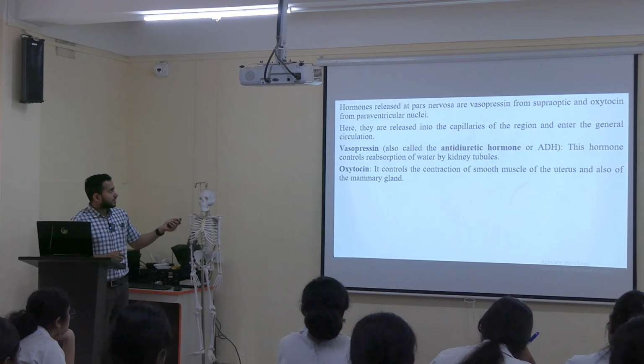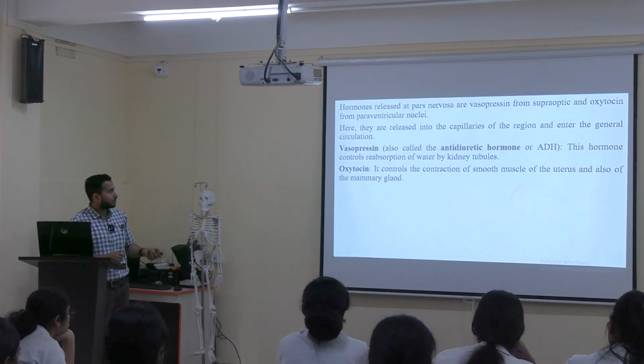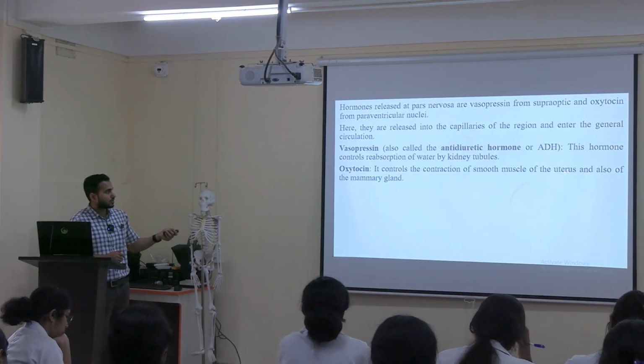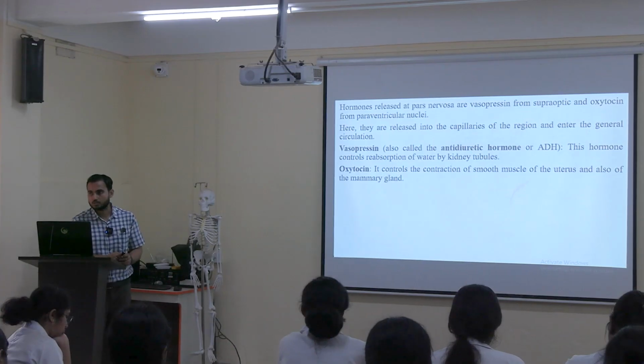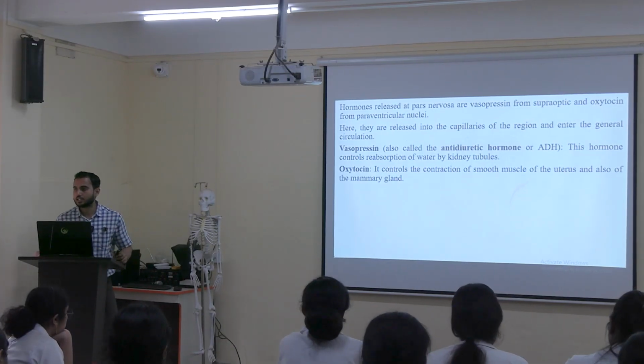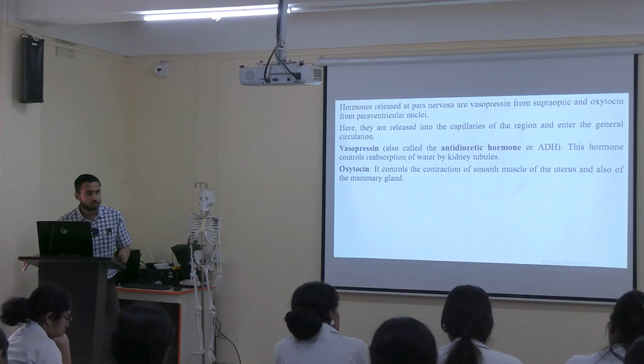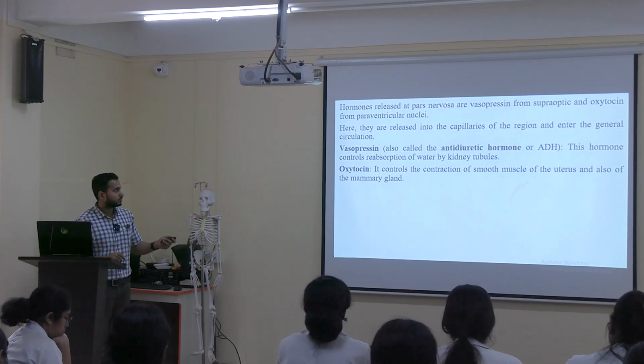So what is the function? Vasopressin, also called ADH, antidiuretic hormone, and oxytocin, what is the function? It controls the contraction of smooth muscle of the uterus and mammary gland. ADH, antidiuretic hormone, helps in the selective reabsorption from the kidney tubules.